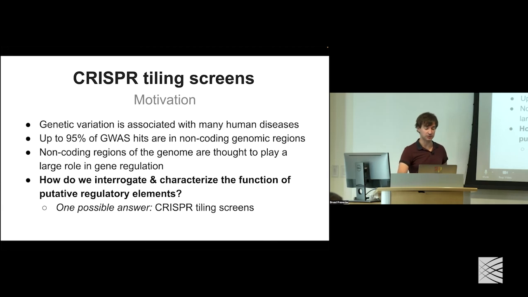And so this leads to the natural question, which is how do we interrogate and characterize the function of putative regulatory elements? If I have some hypothesis that there might be a regulatory element in a given region of the genome, how do I look into that more carefully? How do I validate that? How do I understand in detail what's going on? There are different answers for how you might go about doing that experimentally, but one possible answer is to do some sort of CRISPR tiling screen where you go in and perturb that region and try to understand which perturbations are linked to, or actually have some causal effect on, whatever the target gene of interest is.